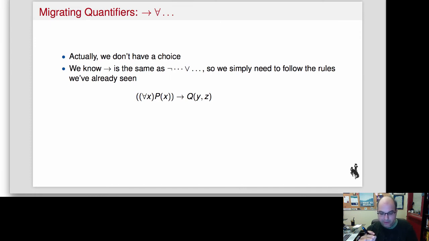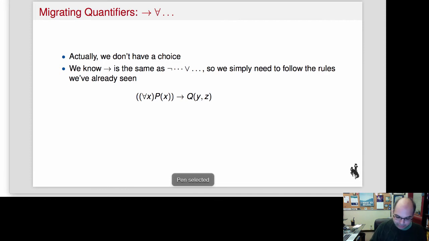Okay, so let's look at implication, right? And actually, implication is just a shorthand for not A or B. So really, we don't have a choice. We already said what happens with not. We already said what happens with or. So we should just have to follow the rules that we've already established. Okay. So let's see what we have here.